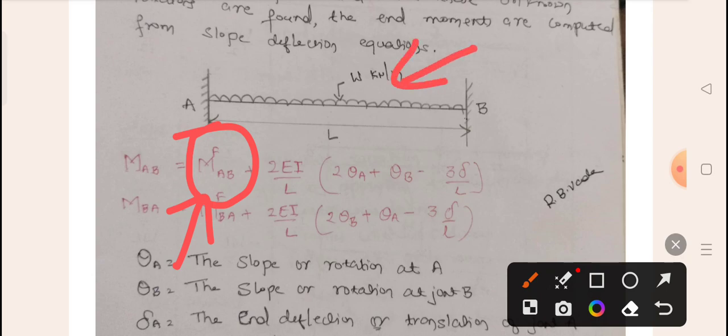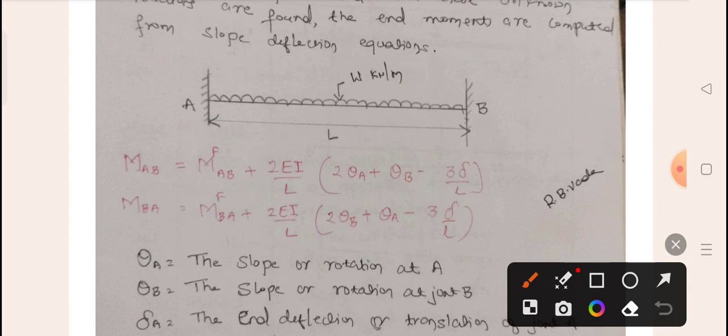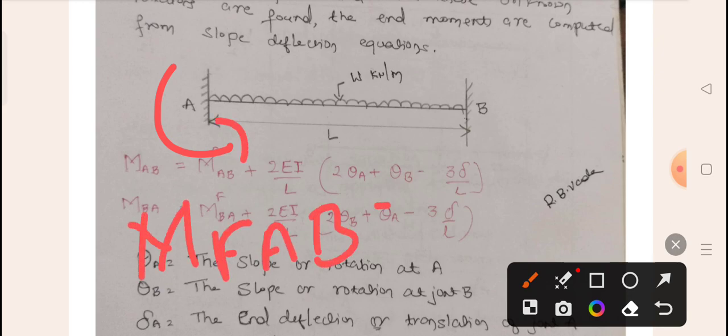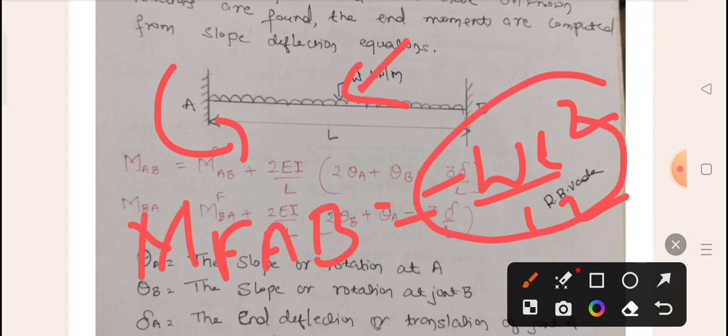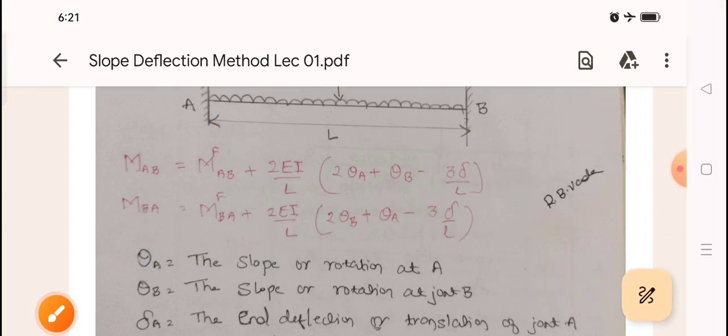If you see in this diagram, the loading is UDL. For this UDL loading, what is the fixed end moment? For point A of this beam, the MFAB value will be minus WL square by 12. This is the formula you should first remember. When there is a UDL, you take MFAB equal to minus WL square by 12. Same thing, if you come, this is the same beam.